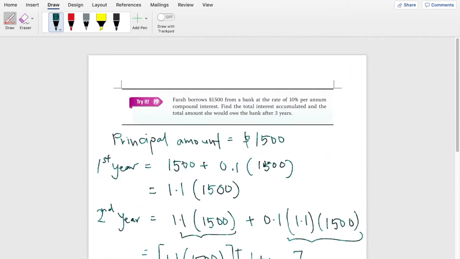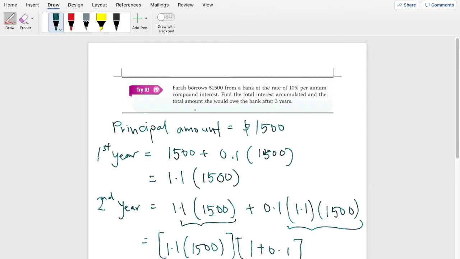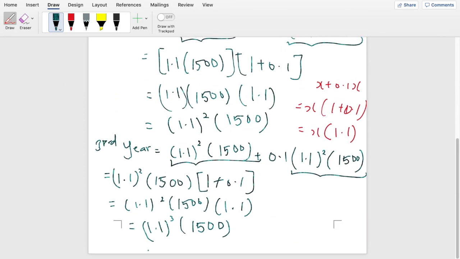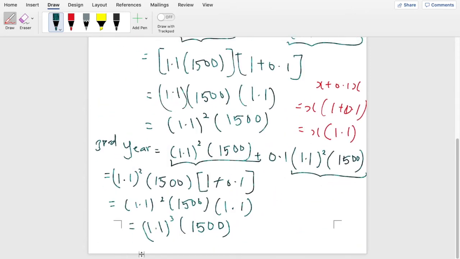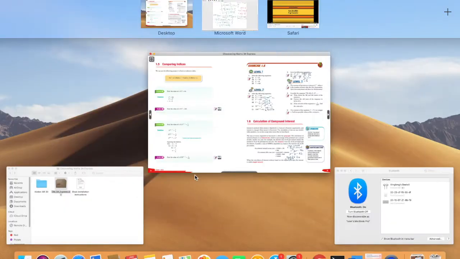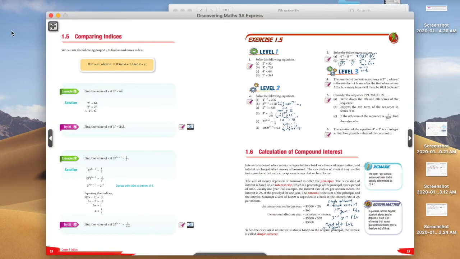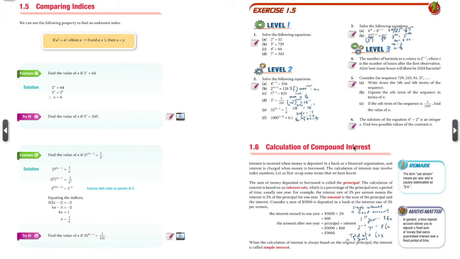the question is asking for two things. The total amount she owed, so the answer that we have at the end here will answer that, and the total interest accumulated. That means you have to minus away 1500 from this answer, and you will get your final answer. Let's come back to this.